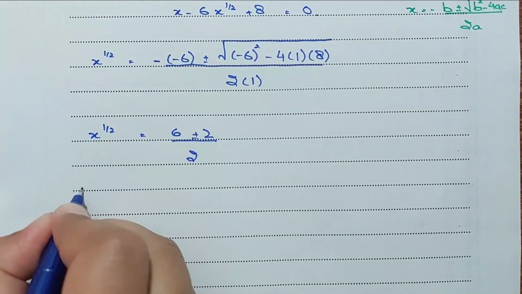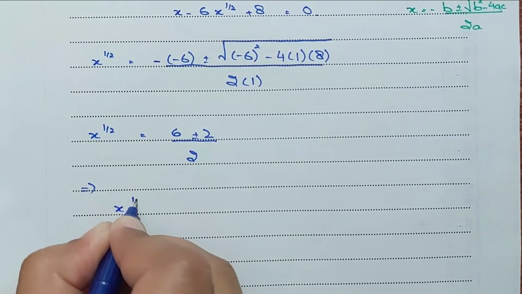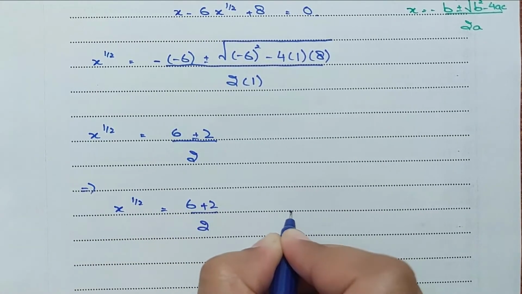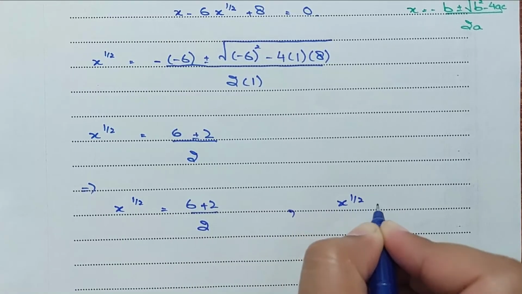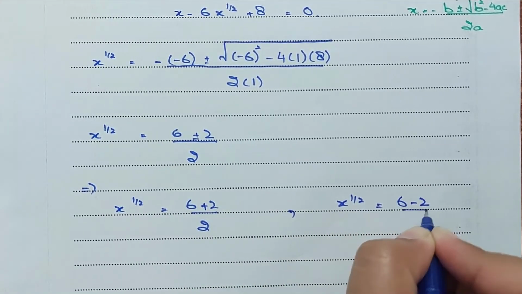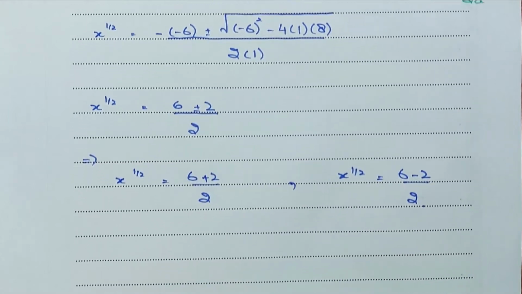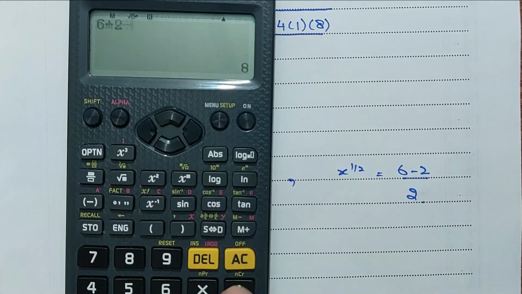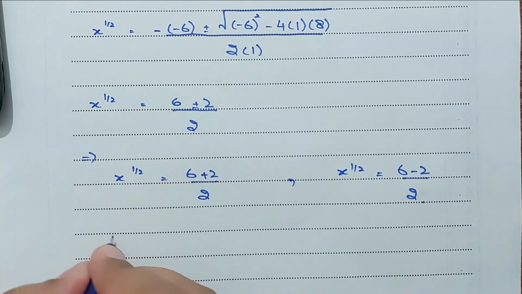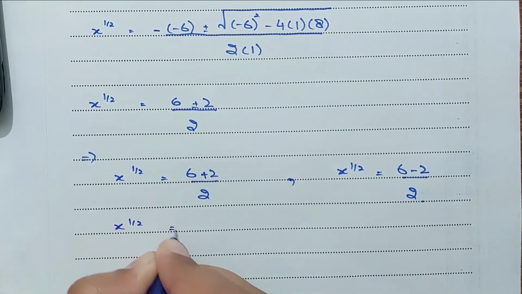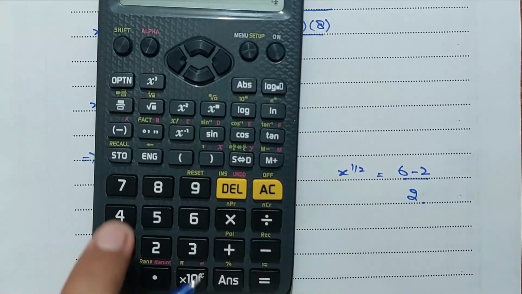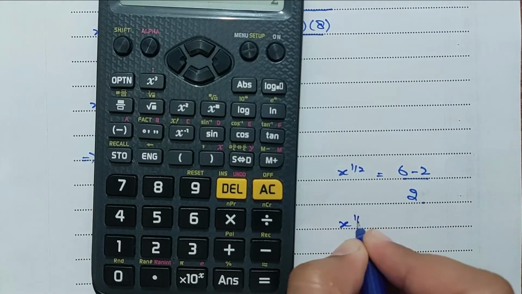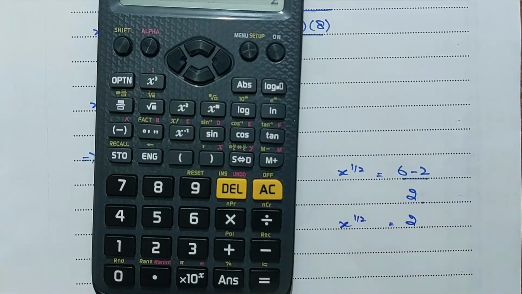So we have two solutions. x^(1/2) is (6 + 2)/2, and x^(1/2) is (6 − 2)/2. 6 plus 2 is 8, and 8 divided by 2 is 4. So x^(1/2) is 4. And 6 minus 2 divided by 2, this is 2. So x^(1/2) is 2.